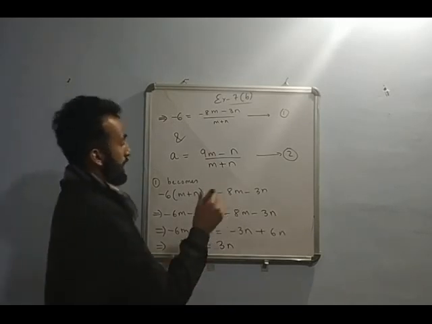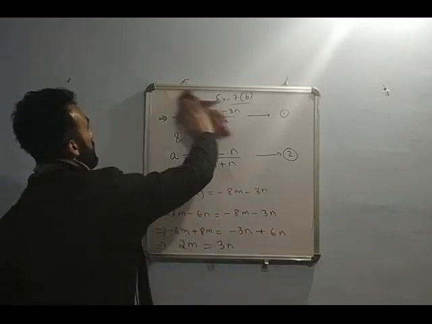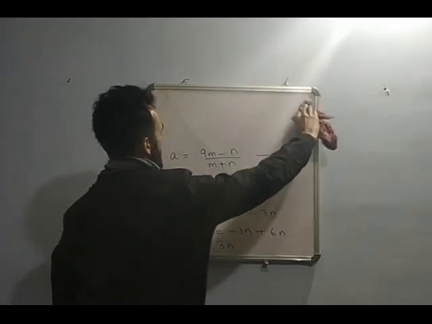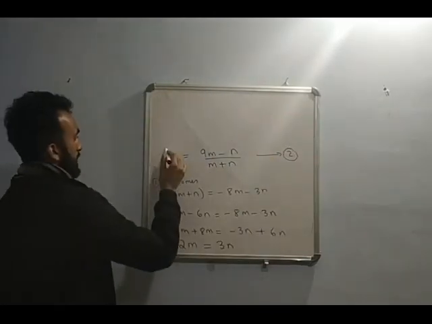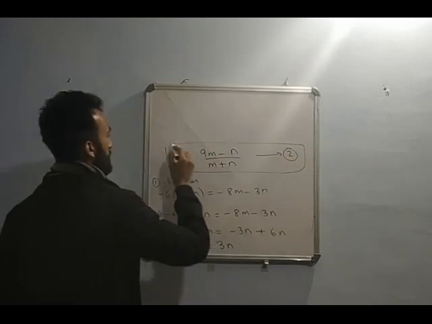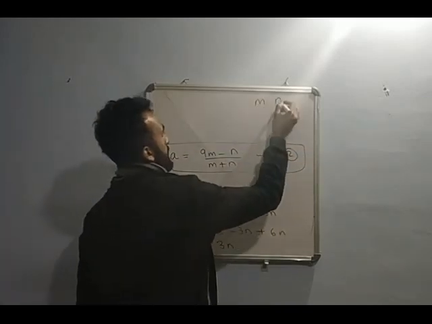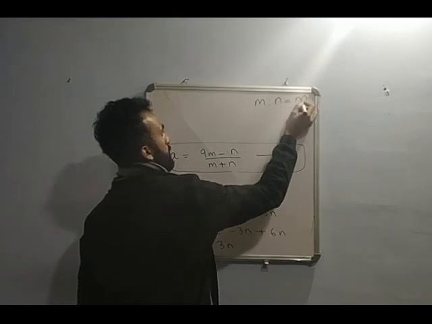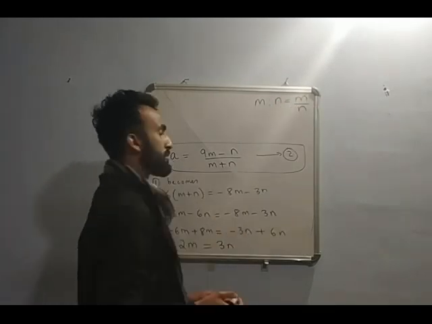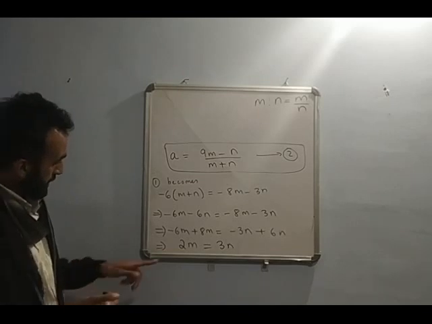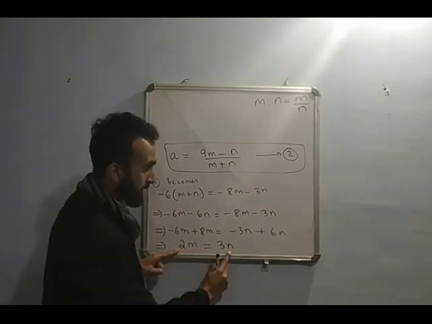So I told you that I don't need this first part anymore. Remember, this one I'm just writing in a box because I'll need it later. I told you that the question is to find the ratio m is to n. In order to find out m is to n, I should know what m by n is. m by n means m is to n only. So from here, I got 2m equal to 3n.